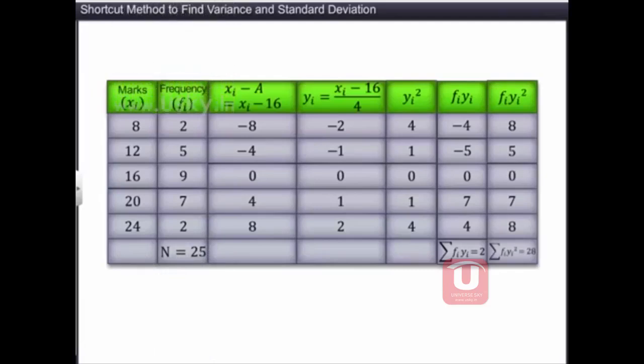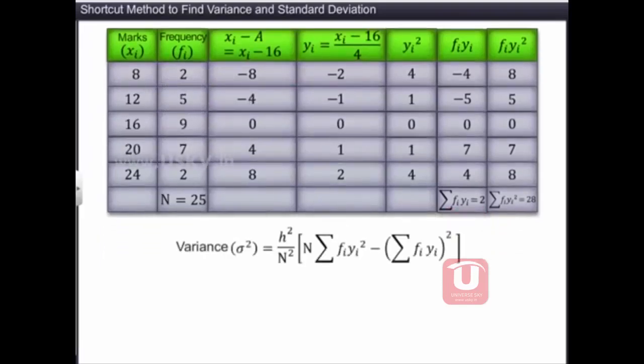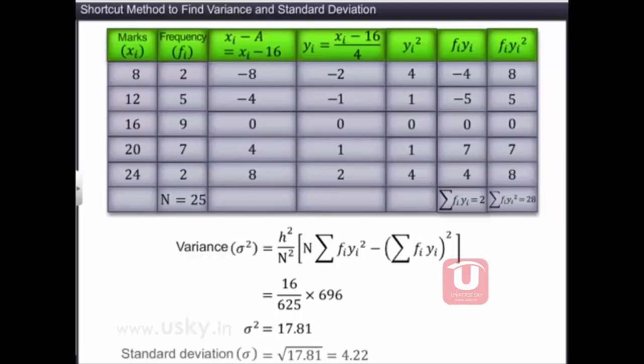The formula for variance is shown here. Let's substitute the respective values in the formula. On simplification, we get the variance is equal to 17.81. The standard deviation is the square root of variance, which is equal to 4.22.